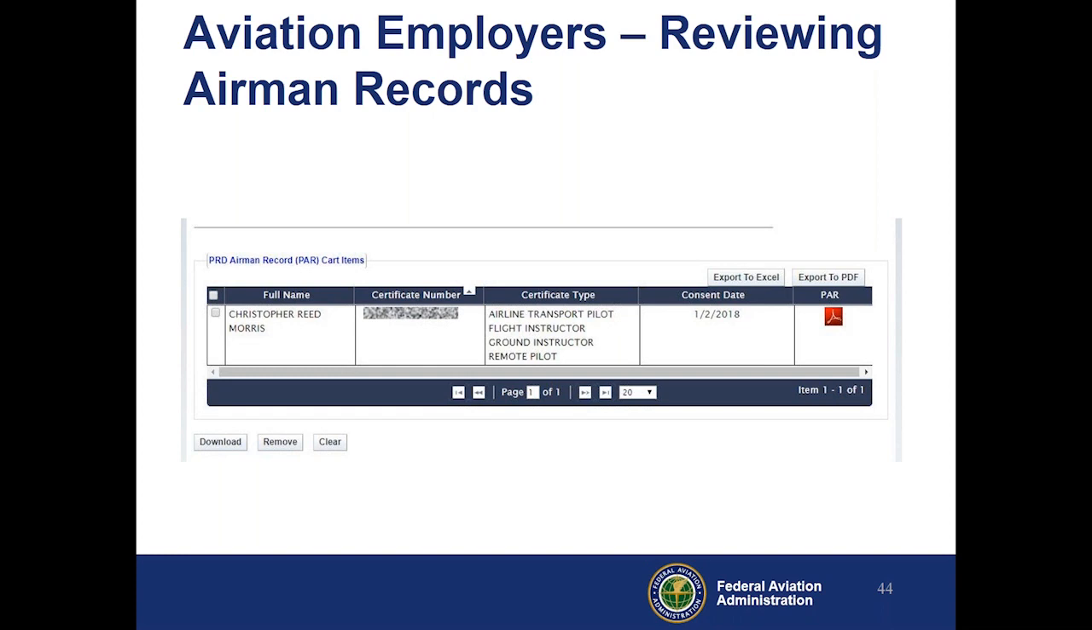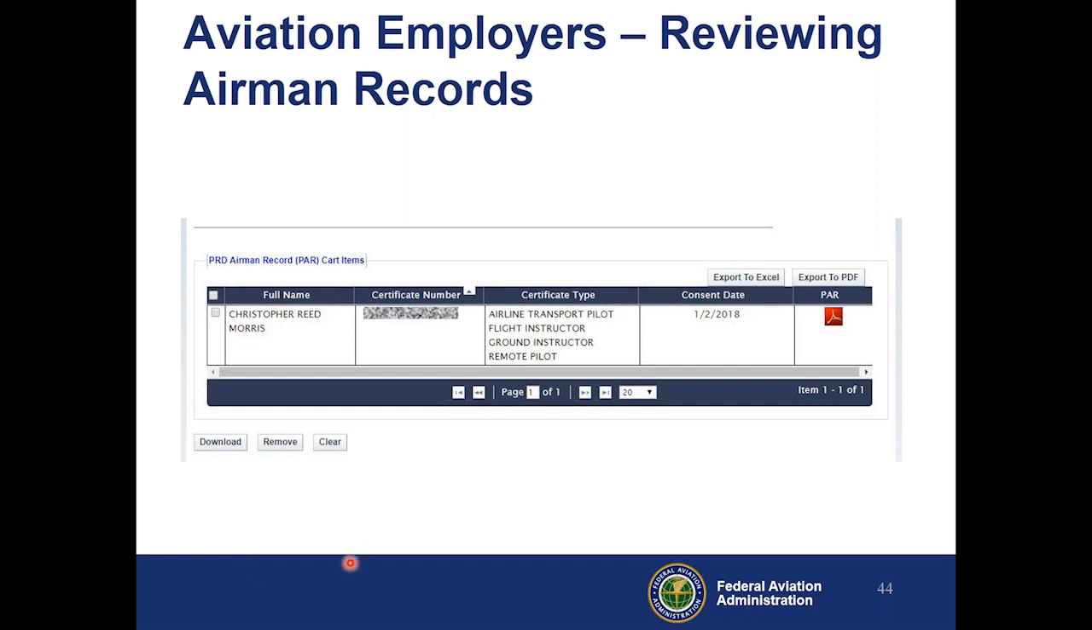And a really important point here is that remember that those records are only available to you in PRD as long as the airman specified when they granted consent. So if they said 30 days later, it's gone. If you search for them in PRD, you won't find them because the consent expired, or maybe they revoked consent. So you can't use PRD as a record-keeping system for your company. It doesn't work that way. So you have to make sure you add it to the cart and then download it.